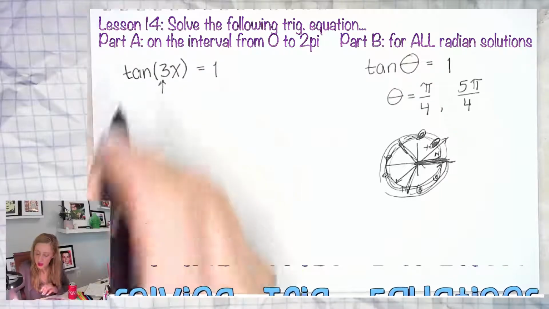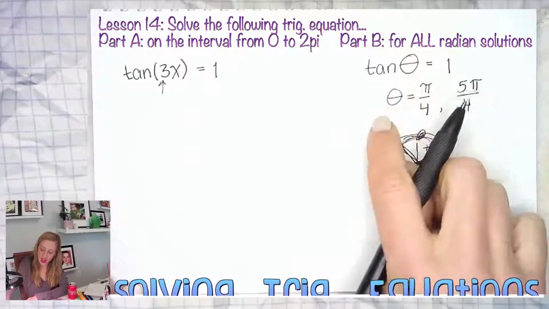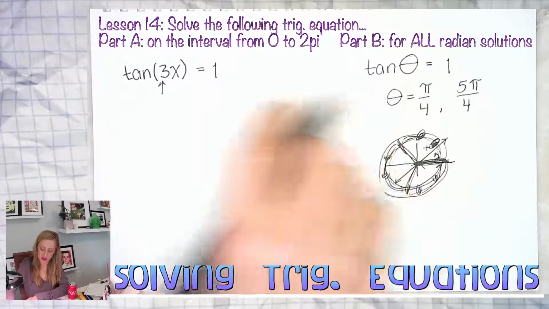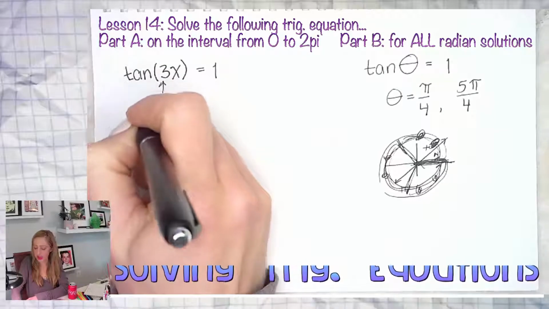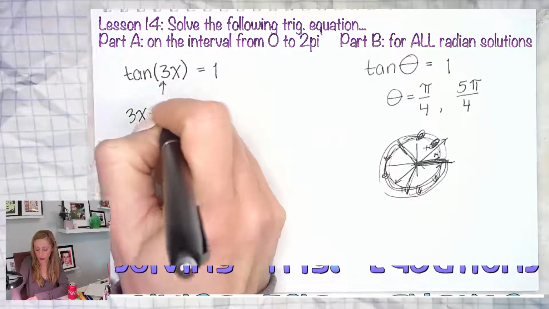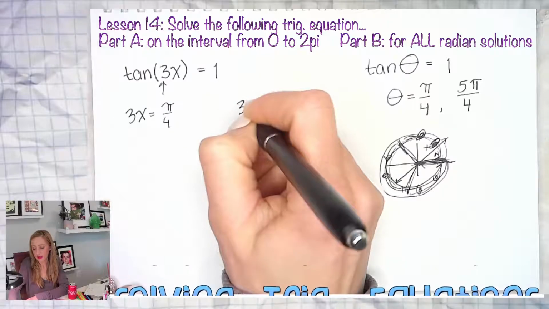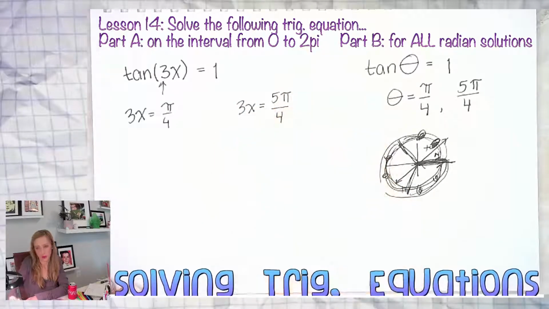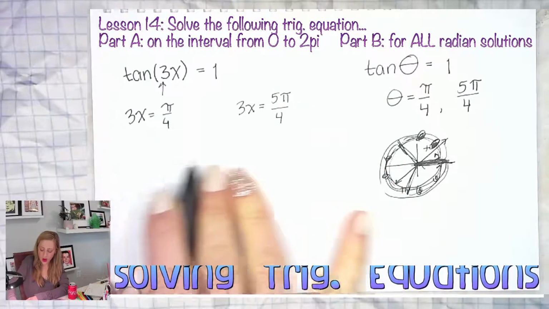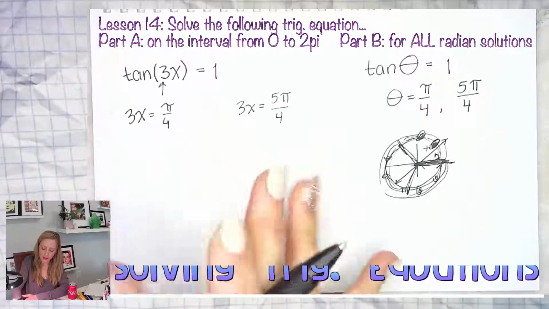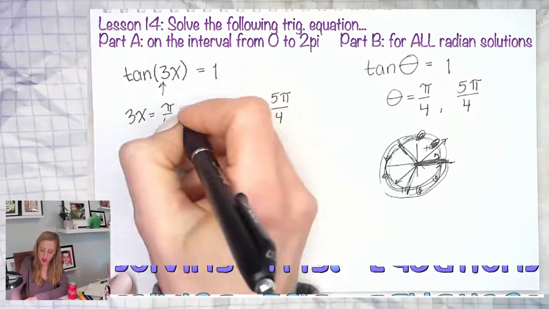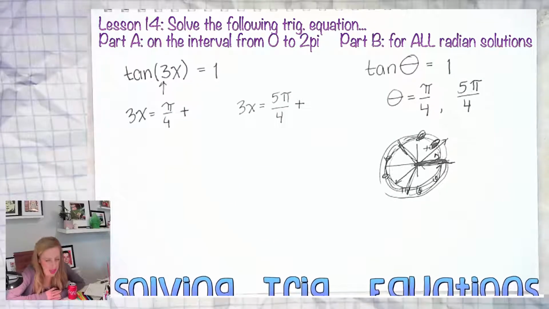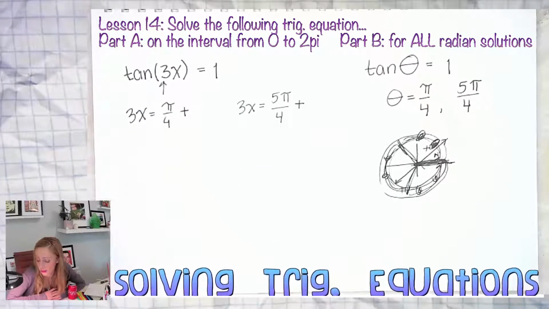That's something. So now, instead of me getting theta equals these things between 0 and 2 pi, theta is really 3x. So really, 3x equals pi over 4. 3x equals 5 pi over 4. Okay? Keep going, but let's do a couple things at once. I'm going to include plus, now it's tangent. We talked about it a little bit last time.